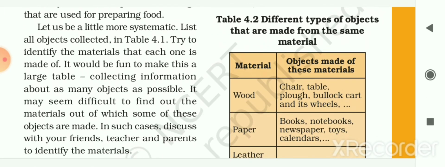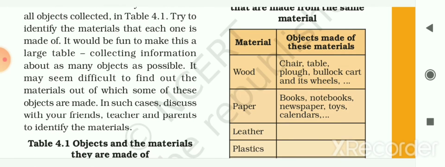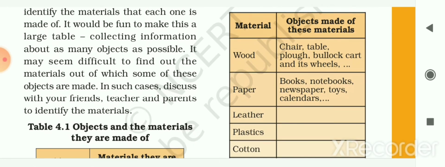So here the table is given to you, different types of objects that are made from the same material. The material name is given to you, that is wood. The objects made from this material are chair, table, plough, bullock cart and its wheels. The next material is paper. So books, notebooks, newspaper, toys, calendars, etc. are made from the paper. The next is leather, plastic and cotton. So now let me complete this table.